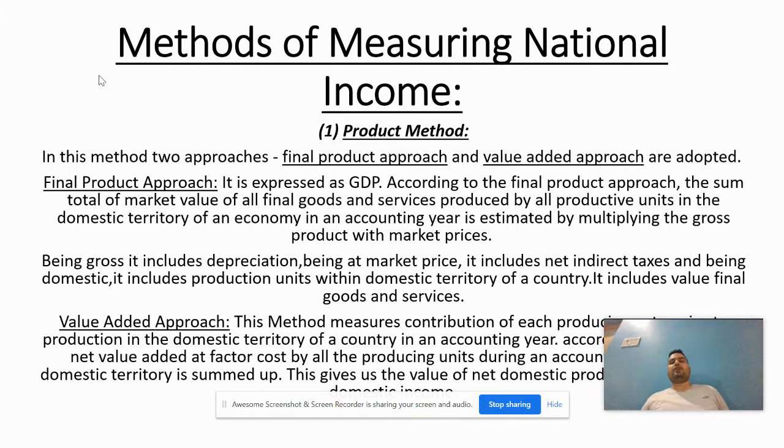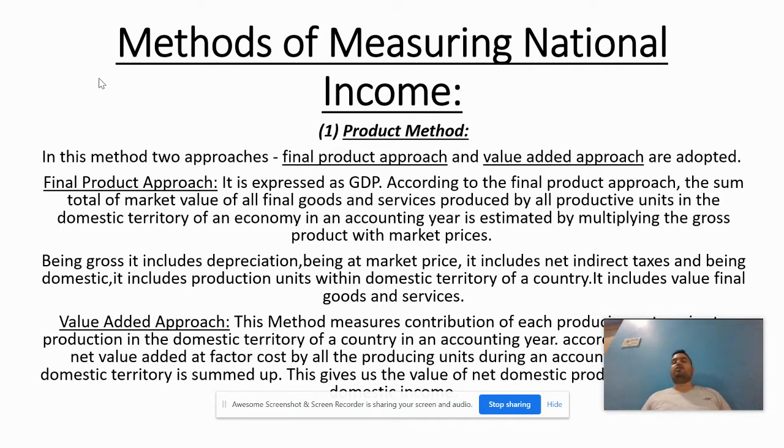In this method, there are two approaches. The first is the final product approach, and the second is the value added approach. Under the final product approach, it is expressed as gross domestic product. According to the final product approach, the sum total of market value of all final goods and services produced by all productive units in the domestic territory of an economy in an accounting year is estimated by multiplying the gross product with the market price. It means that GDP is GDP at market price.